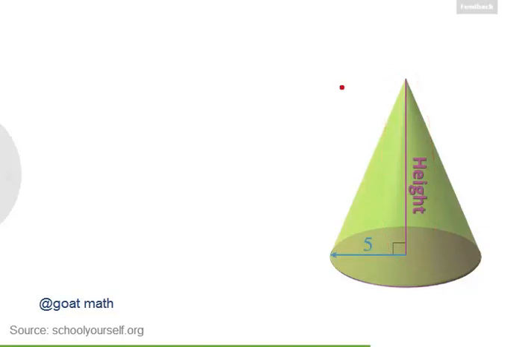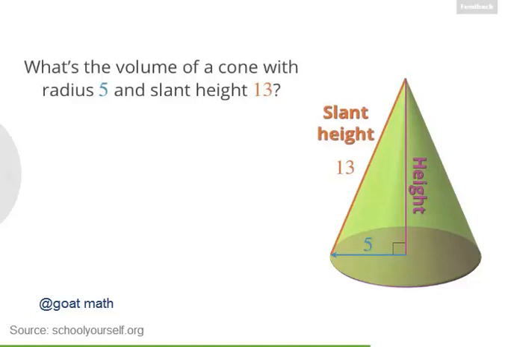It's usually easier to put a ruler on the side of the cone and measure the distance between the apex and a point on the circular base. This length is known as a cone's slant height. Let's say this cone has a slant height of 13. Now try finding the volume of this cone. This question is pretty tough, so if you get stuck, definitely click over here.